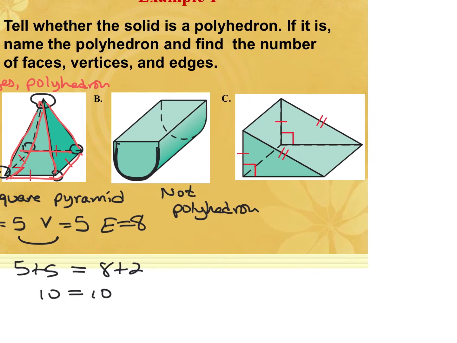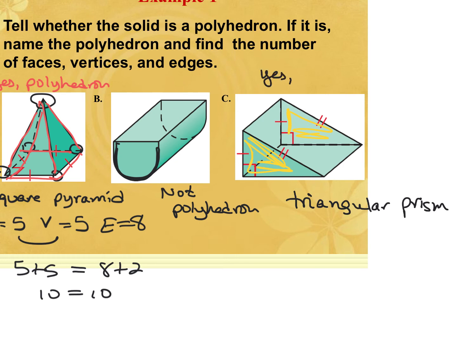Now, example 1C, this is the tricky one. Notice this is a prism. And the way that we will name it is by the shape that we have two of. Notice I've got a triangle here and a triangle here. The other three faces are rectangles. So again, the shape that you have two of, even though it's not sitting on its base, is the name here. And this is actually a triangular prism. Now that we've named it, it is a polyhedron because all sides are polygons.